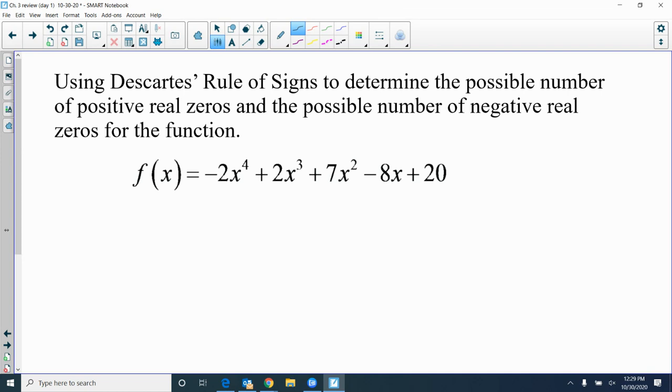All right, this is one of those things, like if you remember it, it's easy. If you don't remember it, it's impossible. So you can lose points if you kind of forget. Do you remember how to use Descartes' rule of signs?